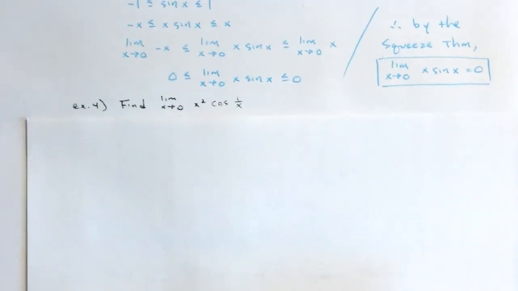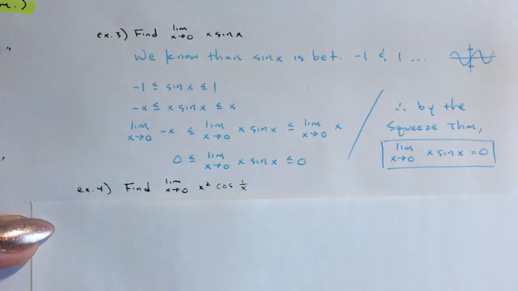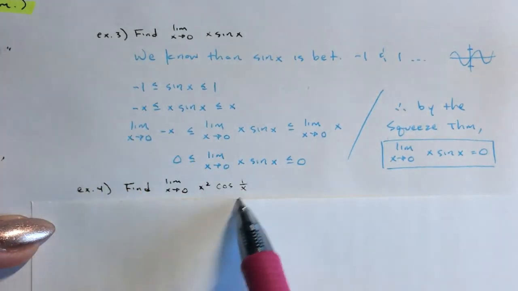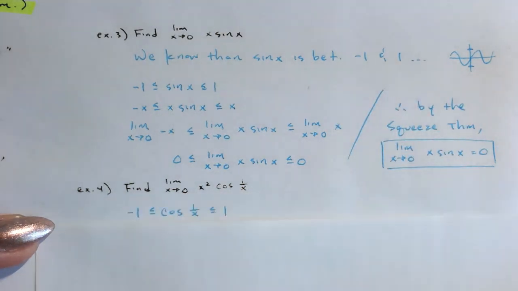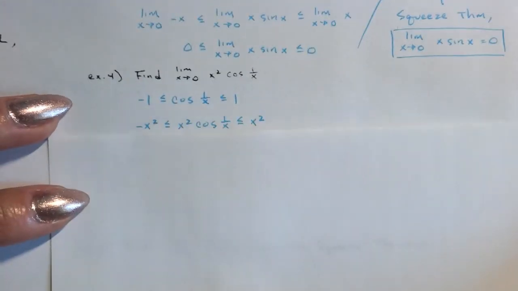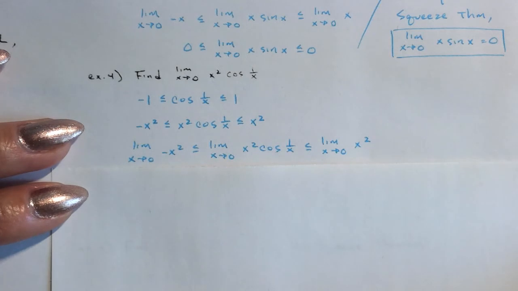Another one. How would you start it? So instead of this, how would you start it? So you have to start with what's between -1 and 1? Cosine. Cosine of something is between -1 and 1. And then x squared. All three sides, so multiply by x squared, and then find the limit of all three.